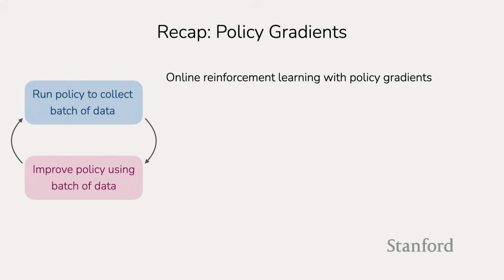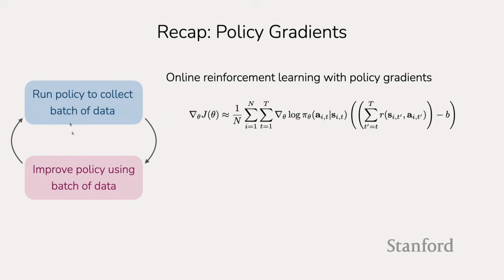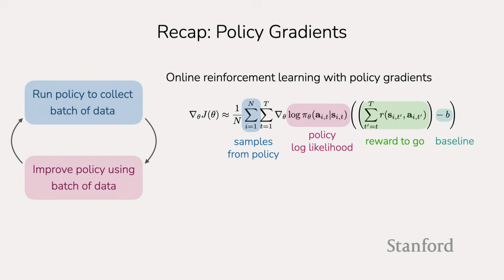And the way that we actually improve the policy using this data is this equation that we've looked at, where we collect samples from the policy. We then try to increase the probability for actions in the data that have a high reward in the future. And then we found that if we subtracted a baseline that's the average reward, that encourages us to have the policy do more of the above average things and less of the below average things.